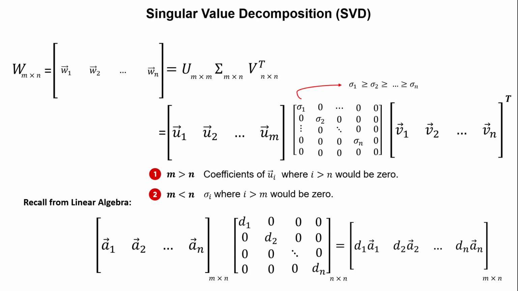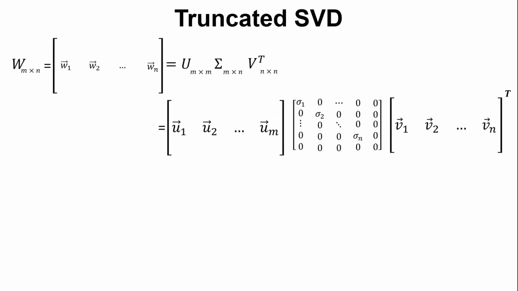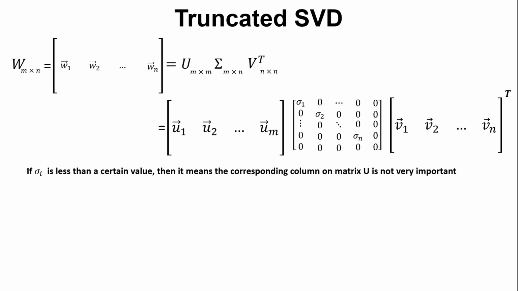Alright, I guess that's enough. We know everything we should know to use them and make our model more efficient. But how? Well, we have to use a modified version of SVD that's called Truncated SVD. And don't worry, it's much simpler to explain now that I explained the basics. Getting back to what we had, the general idea is that if sigma I is less than a certain value, then it means that the corresponding column on matrix U is not very important. And if it is not very important, then we can simply round them to 0.